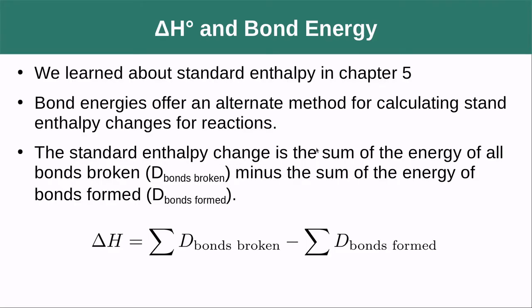So we learned about the standard enthalpy in Chapter 5. There we were using standard enthalpies of different reactions in order to calculate the standard enthalpy for a specific reaction. We can do this exact same thing with bond energies. And it has a very similar form where we're going to add up all the bond energies of the bonds broken. Those are positive values. And we're going to subtract out all of the bonds formed.